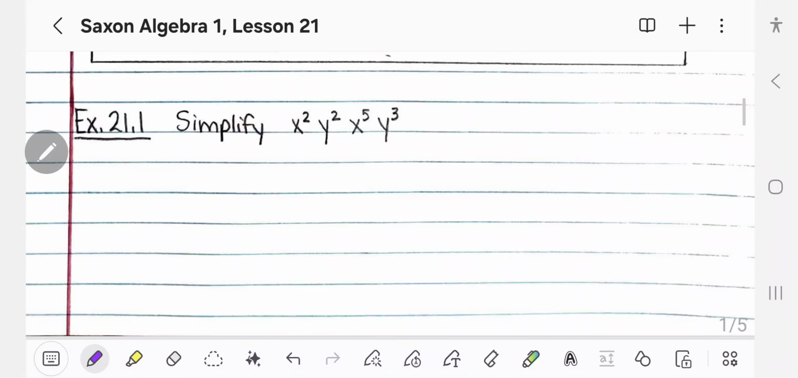All right, let's do example 21.1. Now, this is all one big term. You don't see any plus or minus signs, okay? So don't think of this as adding. These are all being multiplied. It's one big term. What do I have? Well, I could write it out long ways. I'm going to do one like this, but you're not going to want to do this, okay?